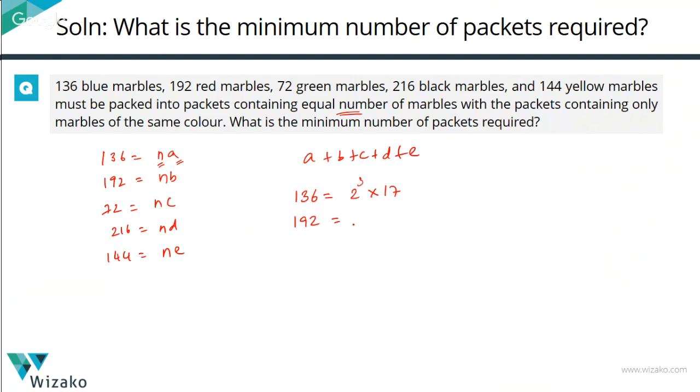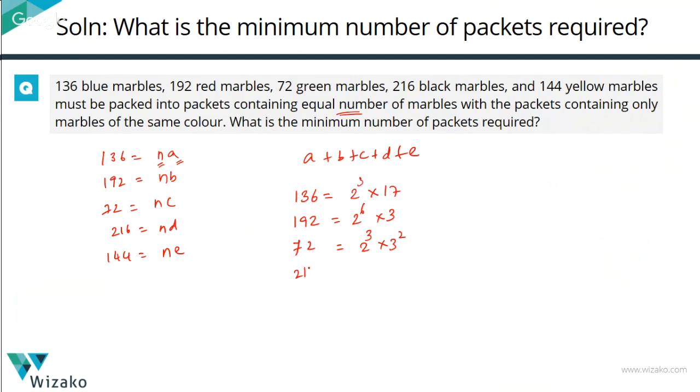192 is a 192. I'm struggling right now. It's 96 into 6. Or let me go with 24 into 8, which is nothing but 64 into 3. So that is going to be 2 power 6 into 3. 72 is 9 into 8, which is nothing but 2 cube into 3 square.